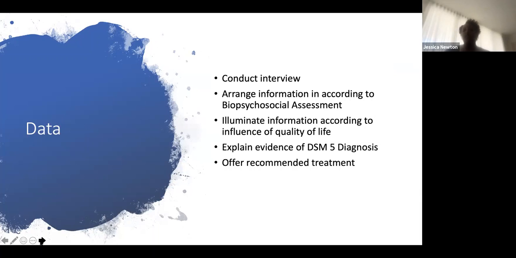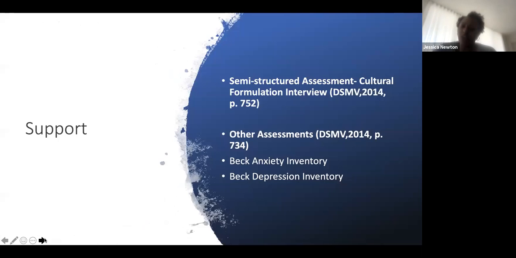What is it that, again, is the presenting concerns? What is it that is a barrier for them to live a more fulfilled life? Next, we would explain the evidence of the DSM diagnosis, and then we offer treatment recommendations. So once we have additional items out there in the realm of assessment that provide additional support to the diagnosis that we've come up with.